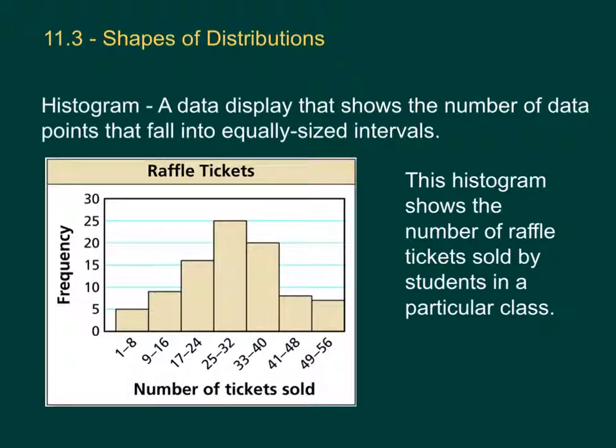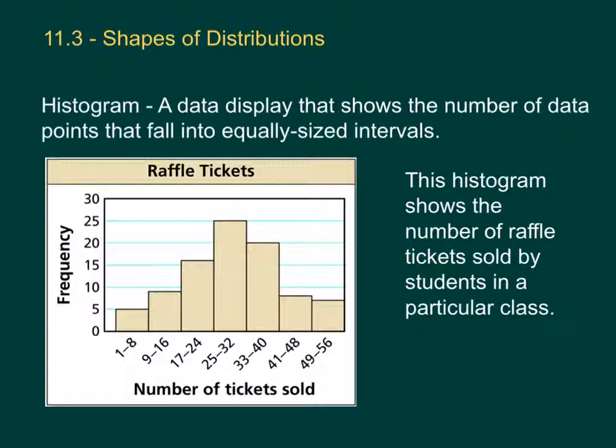Alright, and so what we have here is an example of a histogram. It shows the number of raffle tickets sold by students in a particular class. You can see that we have the number of tickets sold, and we have a collection of intervals here. Each interval contains 8 different values: 1 through 8, 9 through 16, 17 through 24, and so on. There are 7 such intervals, and all of them are the same size. What we see here is a frequency distribution on the left side, the y-axis.